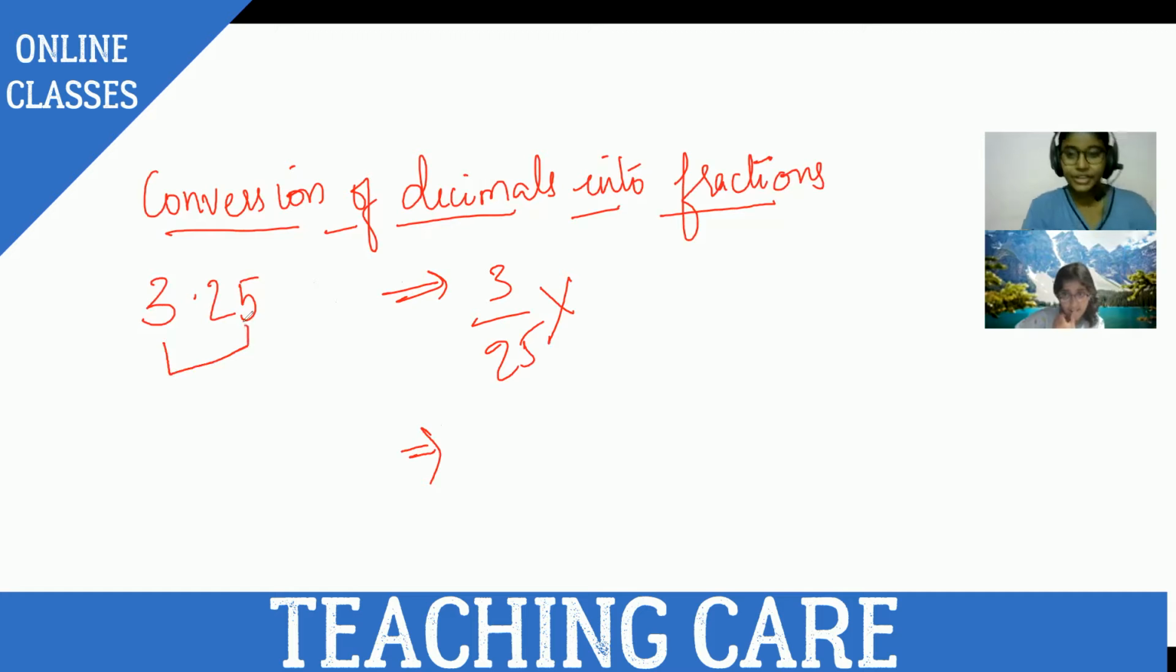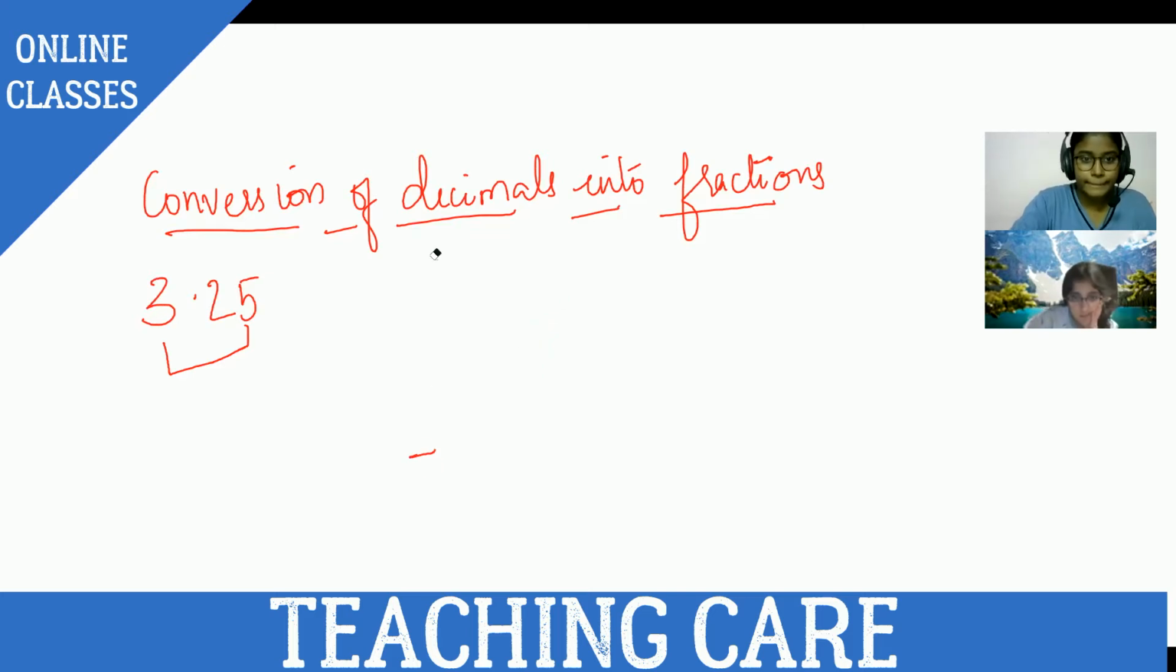Fine. So here we have 3.25 as a decimal number. We have to convert this decimal number into fractions. What we can do, we can't write 3 over 25, isn't it? No. So what we have to do is write down the number without the decimal point. If we remove the decimal point, it will be 325 over.